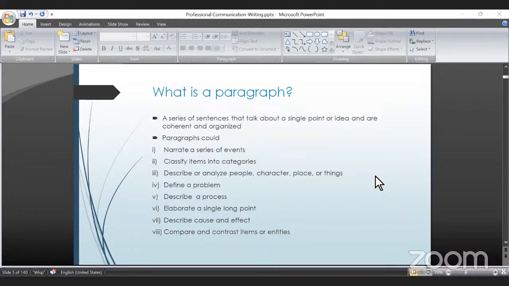Meanwhile, with all these classes, we're also going to practice writing. So that would also happen. Let's begin. We'll talk about what is a paragraph.